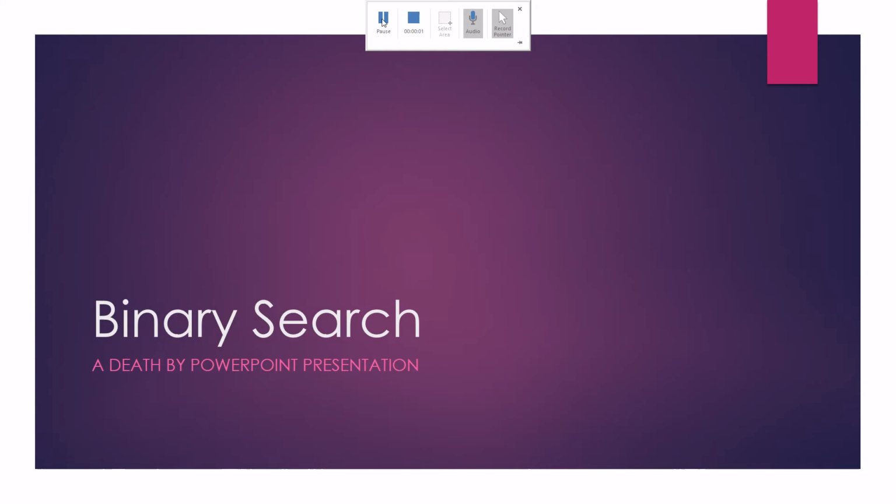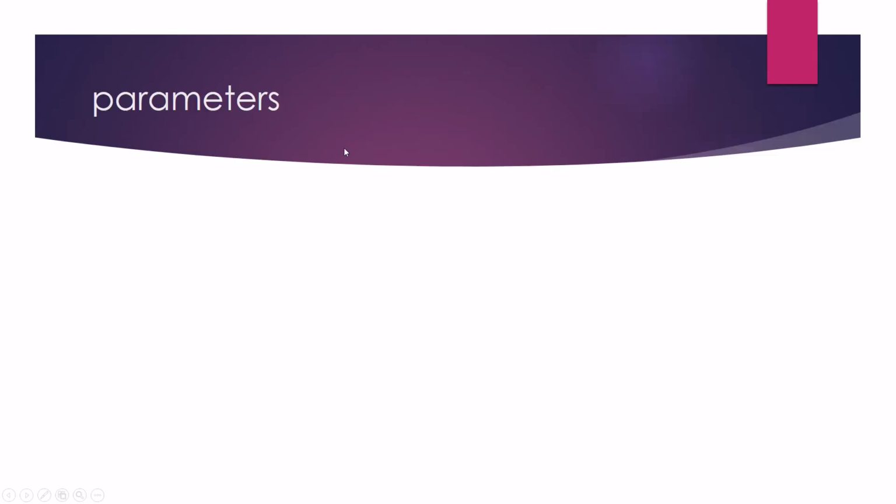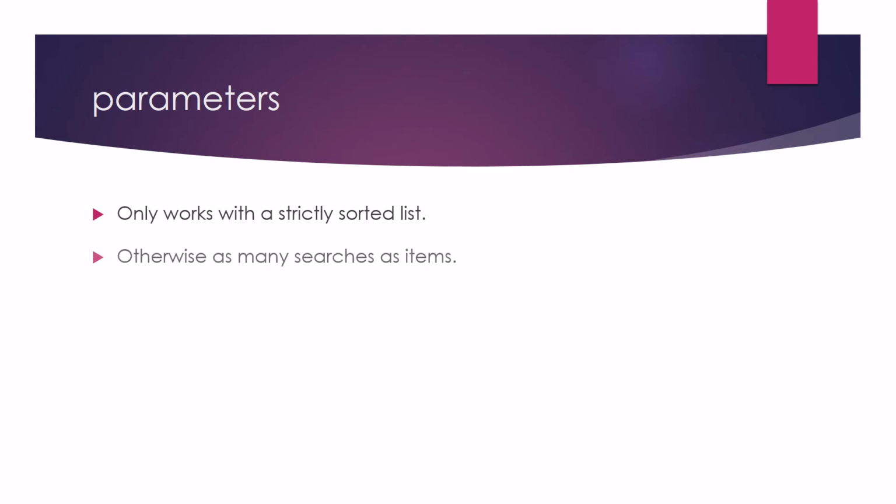In this presentation, we're going to take a look at a binary search, what it is, how it works, and what we can and can't do with one. To begin with, in a binary search, there are certain parameters that must be obeyed. First up, it will only work with a sorted list. It doesn't work with unsorted lists, so don't even try.